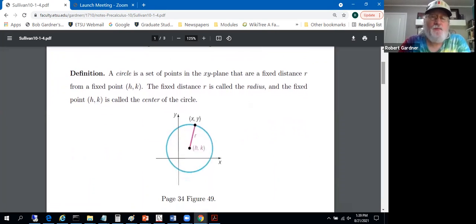So a definition: a circle is a set of points in the Cartesian plane, the xy plane, that are a fixed distance r from a fixed point h comma k. The fixed distance r is called the radius, and the point hk is called the center of the circle. So graphically, this is what we get. Center is hk. All points a distance r from that center point produces a circle. We've got a formula for distance, and from that distance formula, we'll derive the various versions of the equation of a circle.